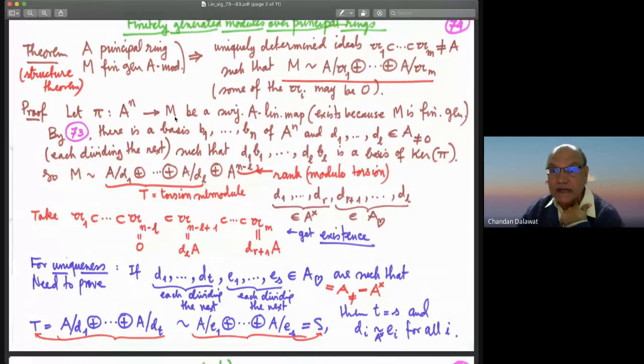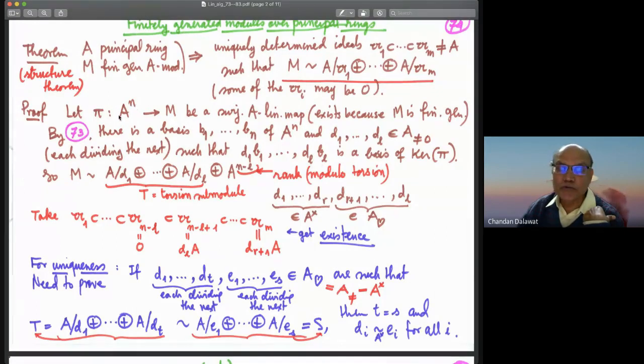Because M is finitely generated, it's a quotient of a free module of finite rank, right? You choose a system of generators for M and send the standard basis of A to the n to that system of generators, and you get a surjective A-linear map. Okay? Now the kernel of this map pi is going to be a submodule of A to the n.